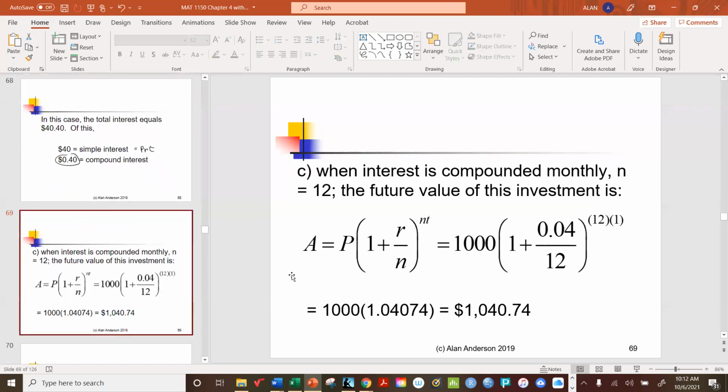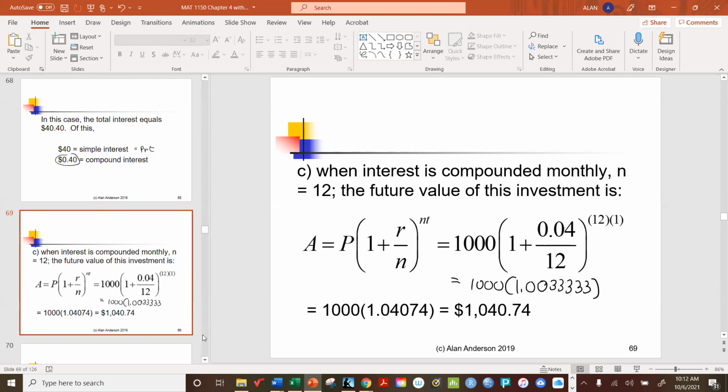With monthly, you've got 12 payments instead of 1. But each time you get a payment, it's not 4%, it's 1/12 of that. So that's basically 1/3%. So this basically reduces to approximately 1.00333.